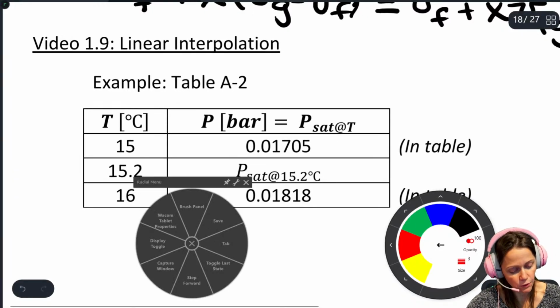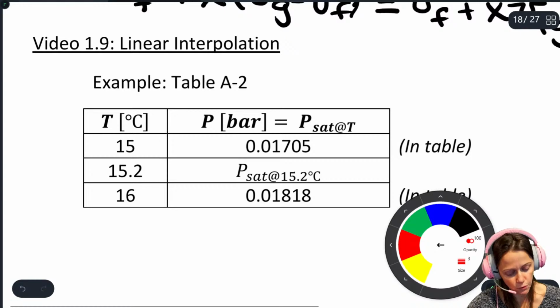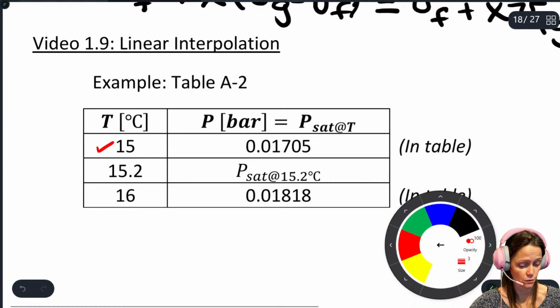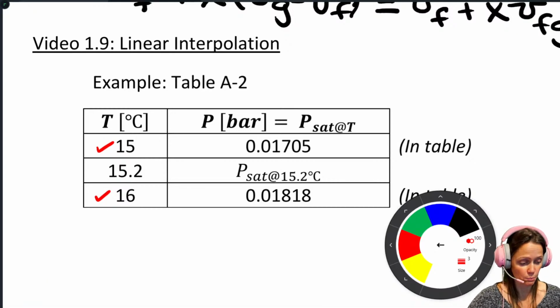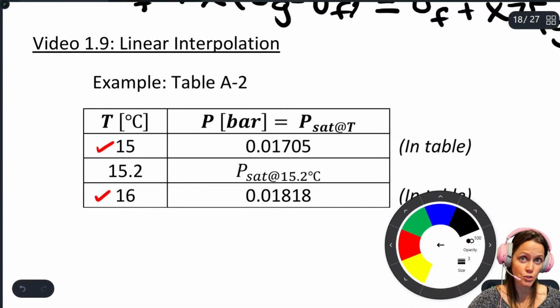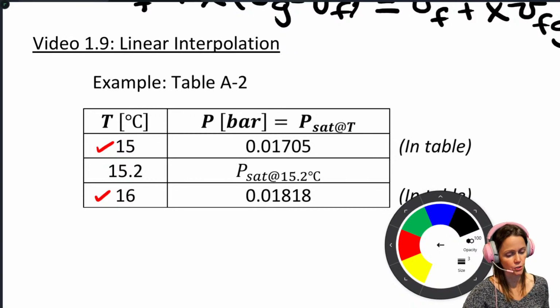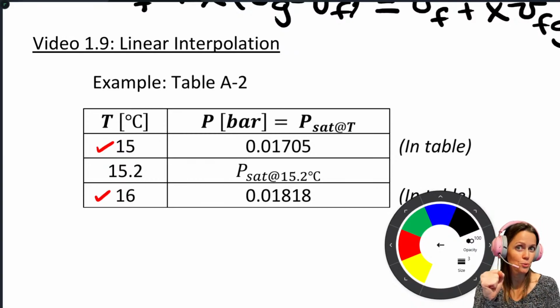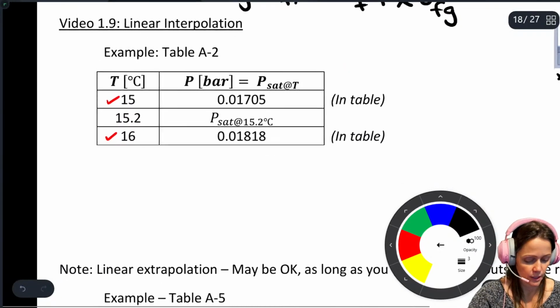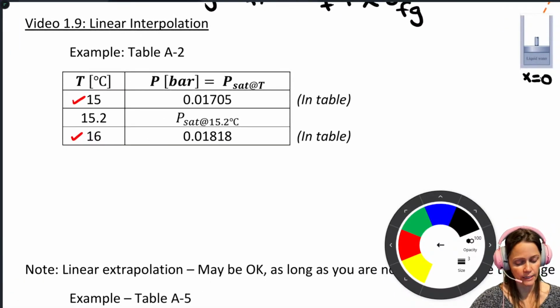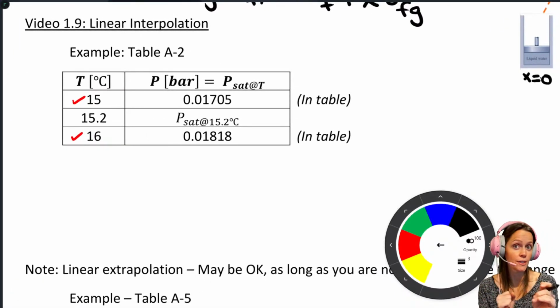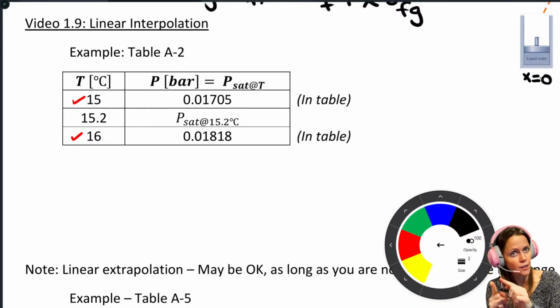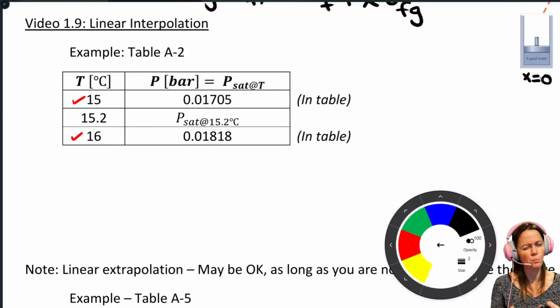Maybe on table A2 you can get a saturation pressure for 15 degrees and 16 degrees, but maybe you need it for 15.2. And it's not as simple as just taking the average of the two, unless you were truly right in the middle. So the way that we do that is we say, okay, I know those dots. I'm going to say that, just in that little region, those things are linearly related to one another, or pretty close to.